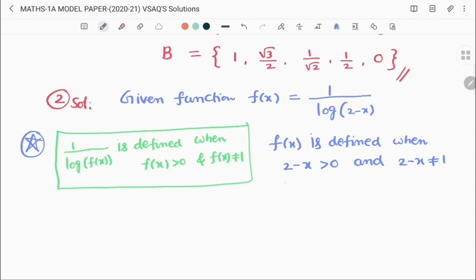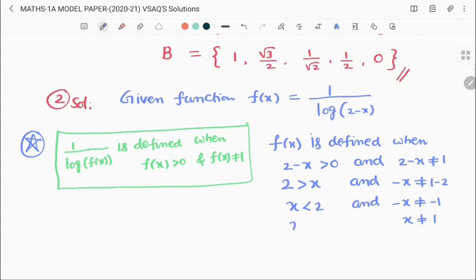So 2 minus x is greater than 0 means 2 is greater than x, and minus x is not equal to 1 minus 2, so 2 we are taking this side. 2 is greater than x means x is less than 2, and minus x is not equal to minus 1. X is less than 2, and here both sides minus will be cancelled, x is not equal to 1.